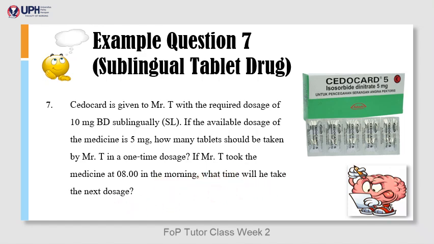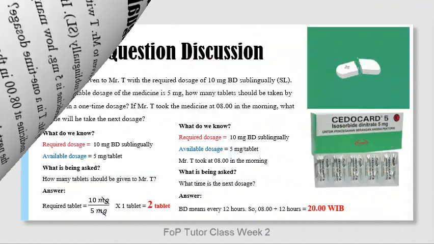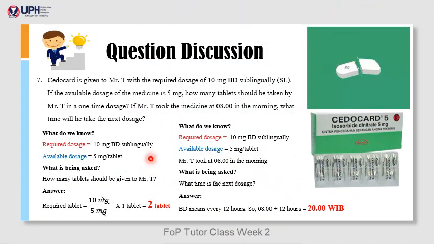Okay, let's break it up. So the required dosage is 10 mg BD sublingually, 2 times. The available dosage is 5 mg per tablet. So how many tablets required? It's 10 mg divided by 5 mg times 1 tablet. So 10 divided by 5, it will be then 2 tablets in one time.